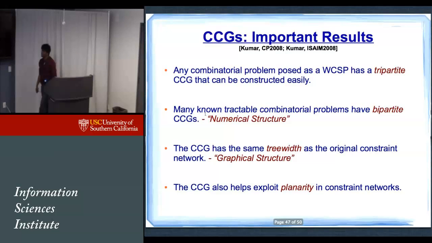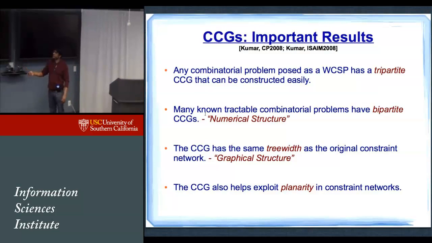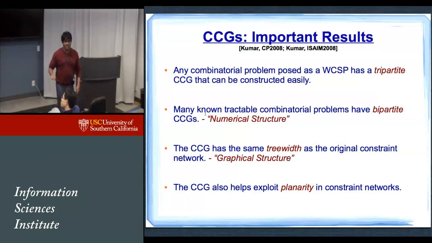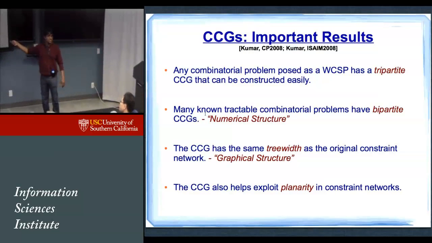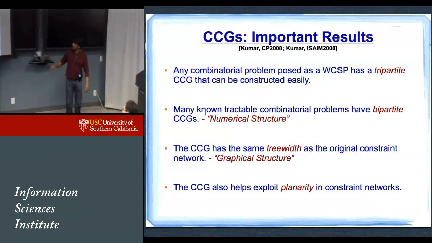Okay, the important results. Any combinatorial problem has a tripartite composite graph associated with it, and the tractable classes of problems that people had identified bearing different intuitions in mind, like submodular constraints and min-cut constraints or hypergraph min-cut constraints, are basically the numerical structure of the problem. Basically, they correspond to bipartite CCGs. But the tree width of a CCG is still going to be the same as the tree width of the original constraint network. So it has both the graphical structure as well as the numerical structure encoded in there, right? So it's kind of a unifying framework.